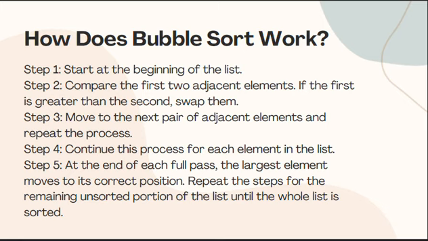It starts at the beginning of the list. Compare the first two adjacent elements. If the first is greater than the second, then swap them. Move to the next pair of adjacent elements and repeat the process. Continue this process for each element in the list. At the end of each full pass, the largest element moves to its correct position. Repeat the steps for the remaining unsorted portion of the list until the whole list is sorted.